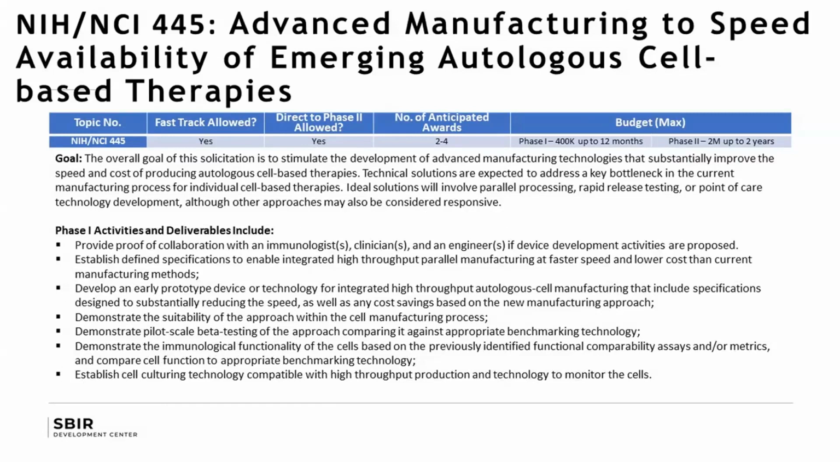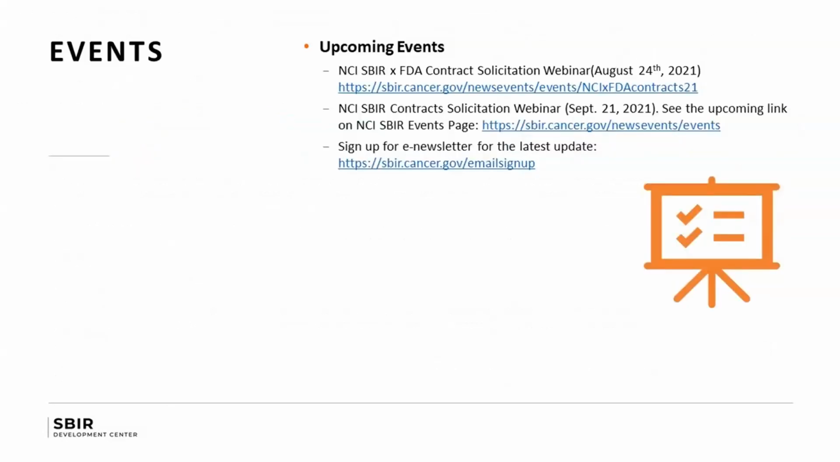The goal is to stimulate the development of advanced manufacturing that substantially improves the speed and cost of producing autologous cell-based therapies. The contract topics that we have developed in collaboration with FDA CDRH, that is contract topic number 442 and contract topic number 444, are a little bit different compared to our other contract topics.